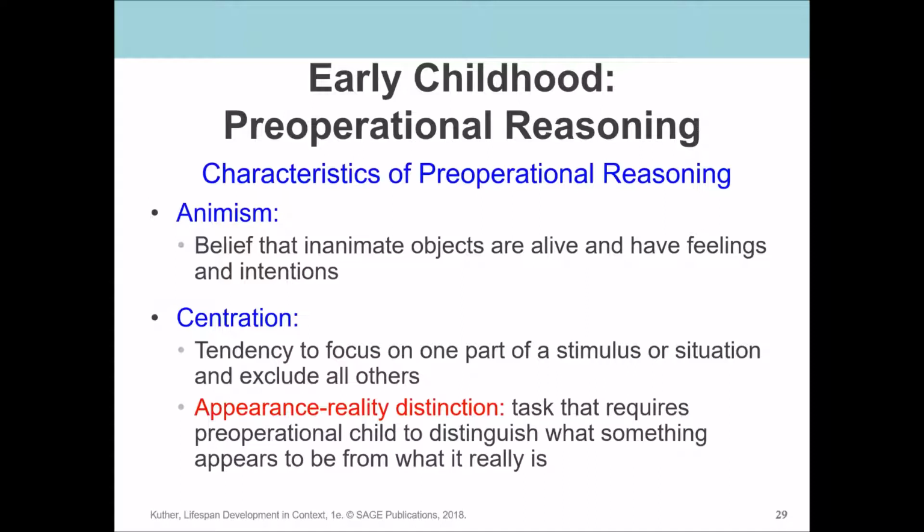They'll also demonstrate centration, this tendency to focus on one part of a stimulus or of a situation and exclude all others. We can test this in a few ways. First, the appearance-reality distinction. This is a task that requires children to distinguish what something appears to be from what it actually is. So we may show a child a cat, and then while it's halfway hidden behind a screen, put a dog mask on it, and then show the cat to the child. And the children will now say that it's a dog.